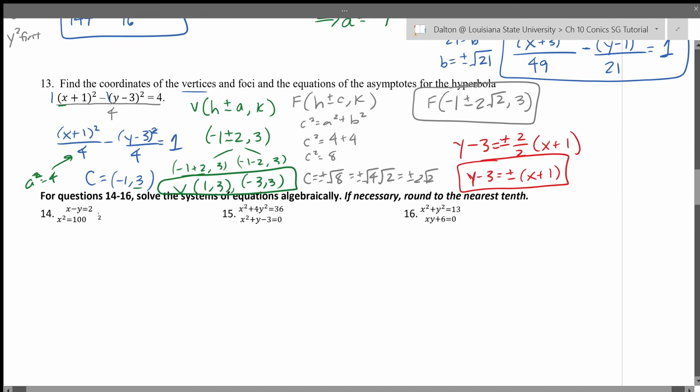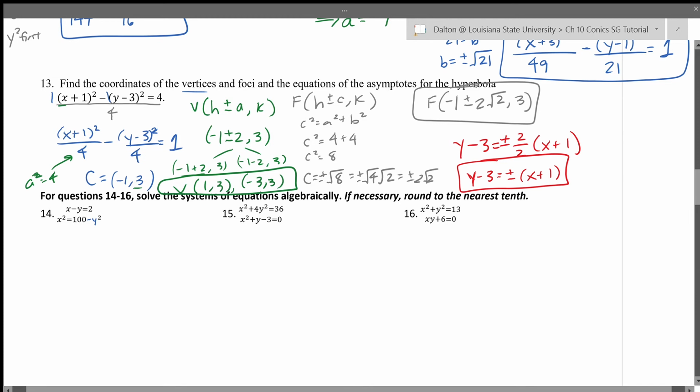Yeah, I guess solution methods would be better. All right, I don't know what happened here, but in the second one, so we had x minus y equals 2. The next one should say x squared equals 100 minus y squared. Don't know what happened there.